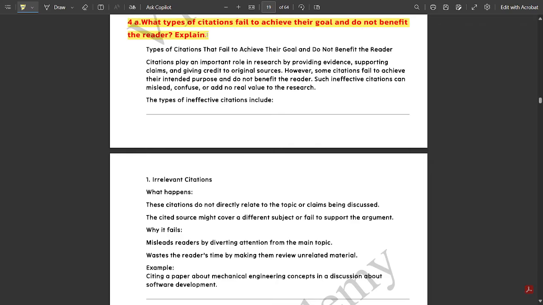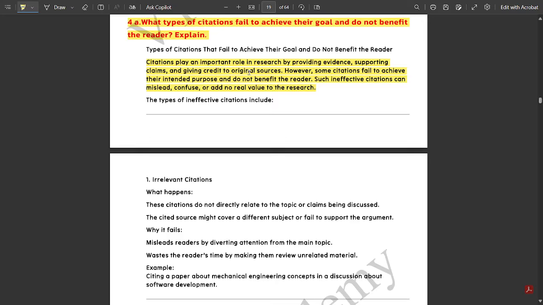Next, question 4A. What types of citations fail to achieve their goal and do not benefit the reader? The types of citations that fail to achieve their goal and do not benefit the reader are as follows. Citations play an important role in research by providing evidence, supporting claims, and giving credit to original sources. So it means that it plays an important role by providing the proper evidence which is required. The evidence could be of any form, but whatever evidence you get, based on that you could adapt it in a situation and better address the problem of any kind of research.